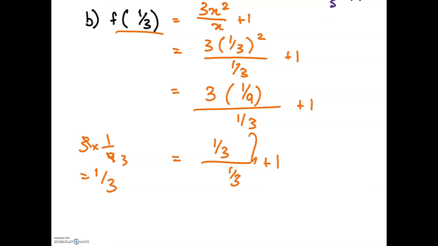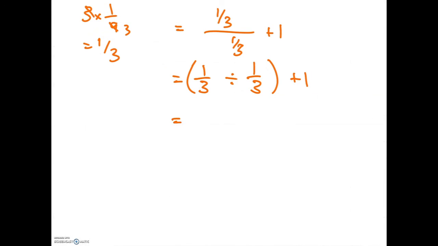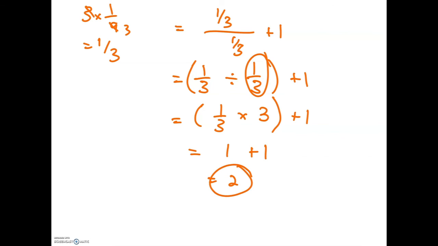Now what I like to do is divide first, because you always have to divide before you add. So I like to write it as 1/3 divided by 1/3 in brackets plus 1. When you're dividing fractions, you always take the reciprocal of the second number. Reciprocal just means the opposite, so 3 becomes the numerator, 3 over 1, which is just 3. So we're going to do 1/3 times 3 plus 1, which is just 1 plus 1, which is equal to 2. So your final answer is 2.